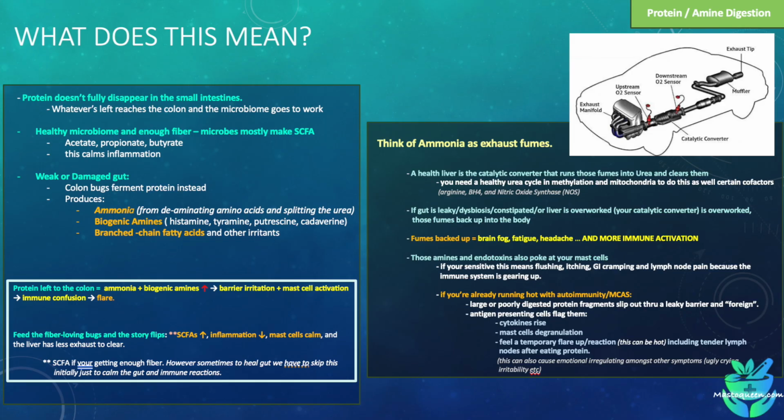Now, if you're already running hot with, say, an autoimmune condition or MCAS or some kind of mast cell disorder, large or poorly digested protein fragments slip out of the leaky gut barrier, and your body recognizes them as foreign. And what happens when your body recognizes a foreign object? It goes after it because it's saying, hey, we've got a foe sitting in our body and we have to neutralize it. So your immune system starts to respond. The antigen presenting cells flag them. And when they get flagged, as we've been learning throughout the entire series, your cytokines rise, mast cells start degranulating, and you will feel a temporary flare-up or reaction.